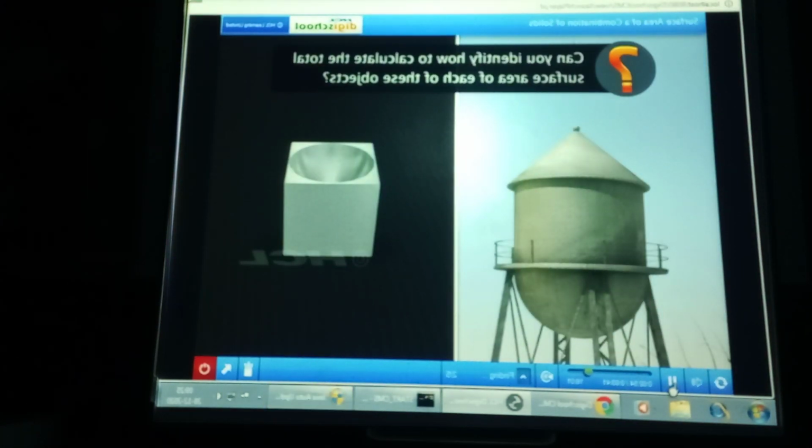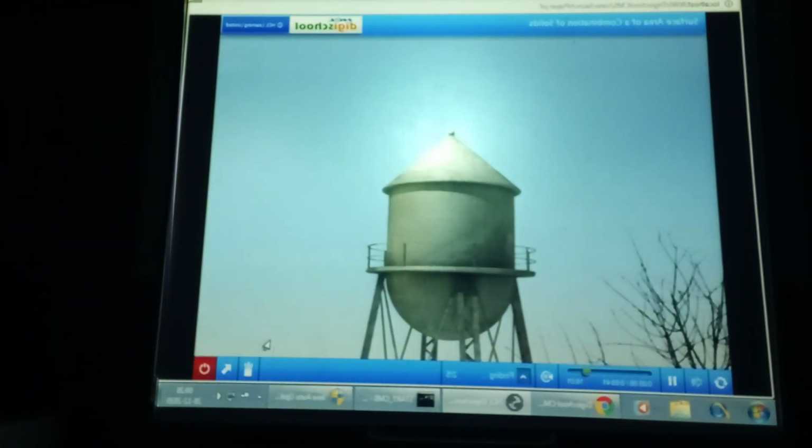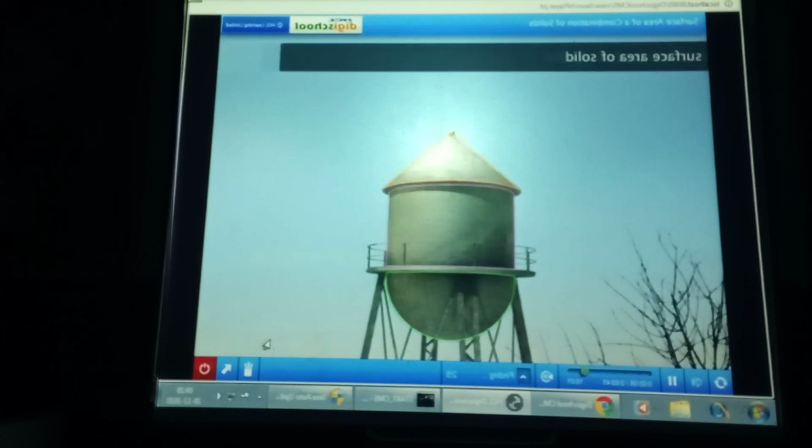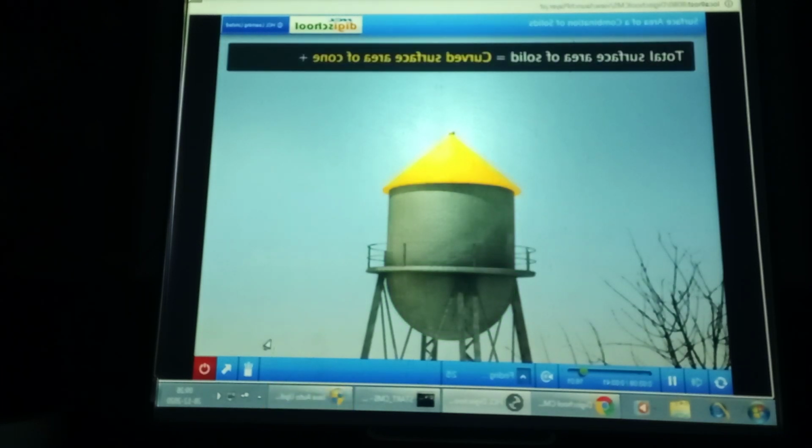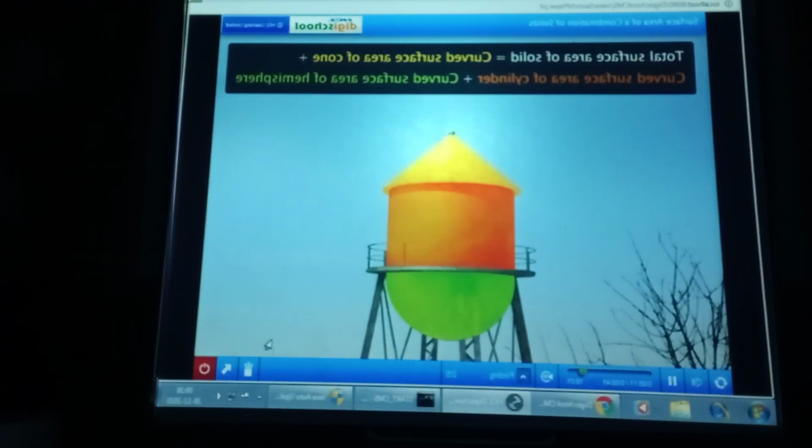Can you identify how to calculate the total surface area of each of these objects? Look carefully at how it is made: cylinder and hemisphere, we have to find their area. This solid is a combination of a cone, a cylinder, and a hemisphere. We can find the total surface area of this solid by adding the curved surface areas of the cone, cylinder, and hemisphere.